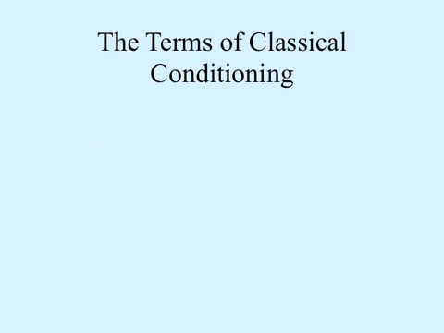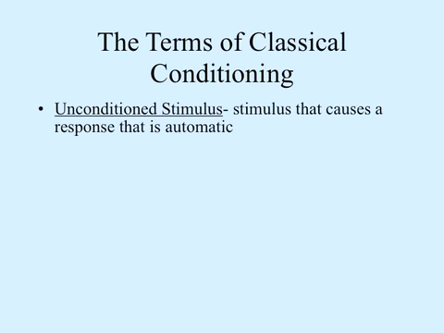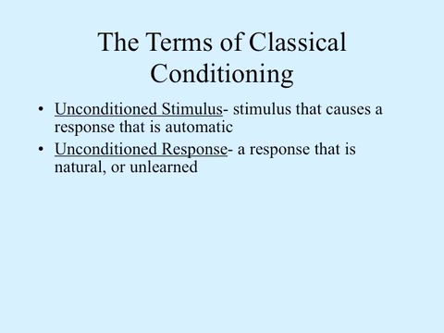And so let's talk about the vocab involved with classical conditioning. This tends to be the stuff that confuses students the most. And so an understanding of the terminology will help you understand all the examples and the application problems that we do in class. Okay, the first thing to know is an unconditioned stimulus is a stimulus that causes a response that is automatic, right? And so think of stimulus as the cause and the response as the effect. And so your unconditioned response is going to be a reaction or response that is natural or unlearned.